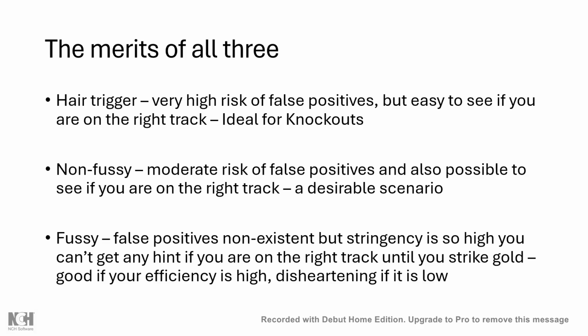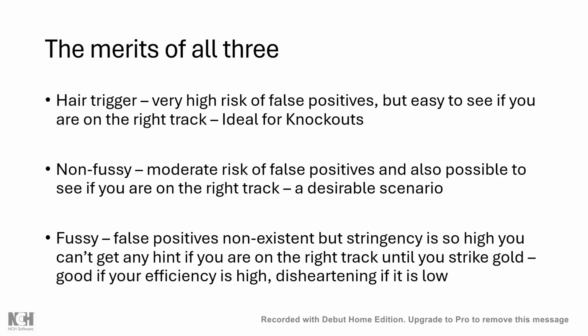So that's ideal for knockouts. Non-fussy, in many ways, is the best of both worlds, because there's a moderate risk of false positives, which does encourage you. It suggests, hey, this particular fly, F1 or whatever you call F0 generation, they are causing changes, and therefore maybe check further offspring. So that to me is a desirable scenario.